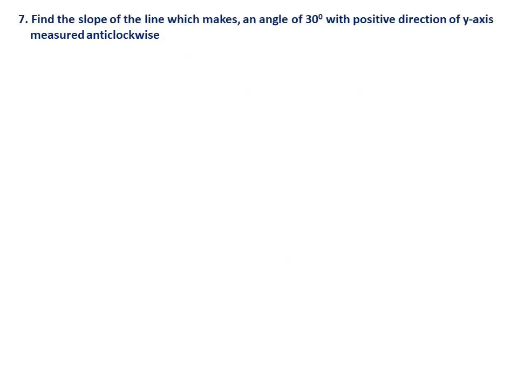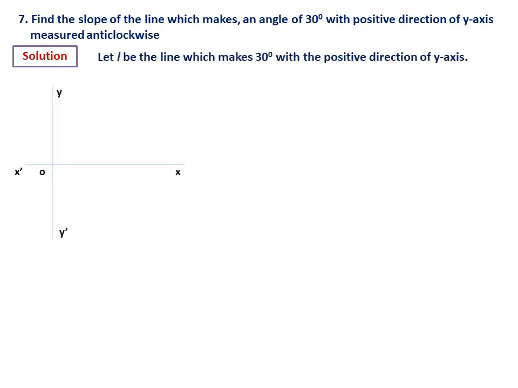Seventh one, find the slope of the line which makes an angle of 30 degrees with the positive direction of y-axis measured anti-clockwise. See, in such questions, you should be very careful with the wording of the problem. So this is the thing.